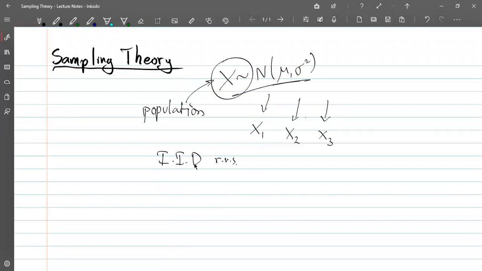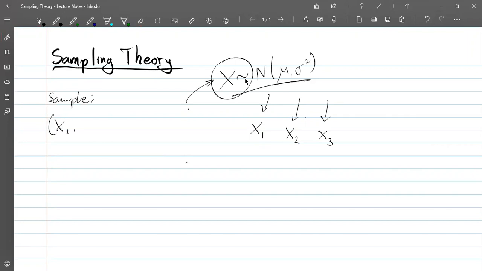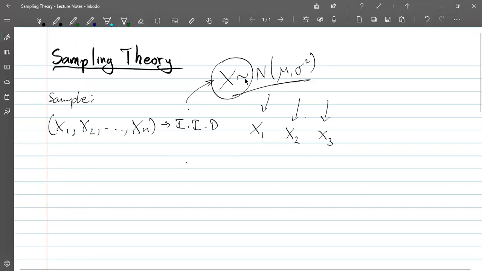So a sample, or in fact the size of the sample is important. So you say a sample is a sequence of random variables of this form which are independent and identically distributed. Which means they all have the same distribution. So for example, this one is an example.